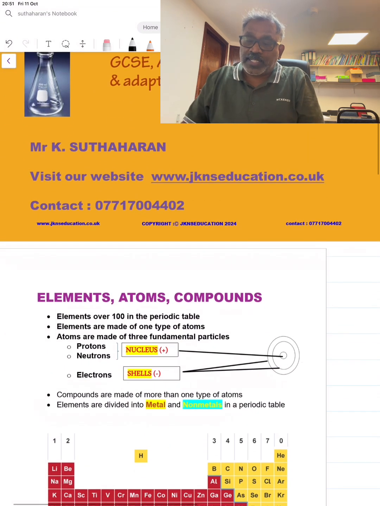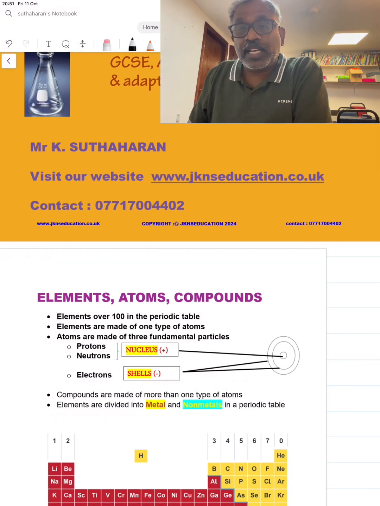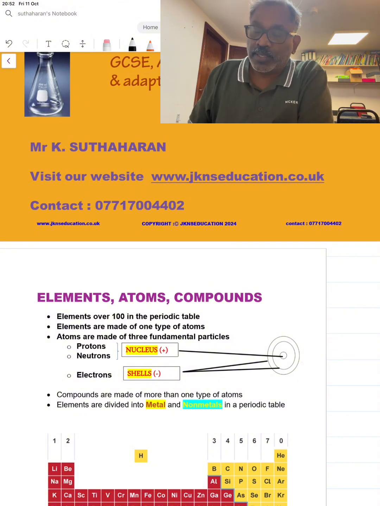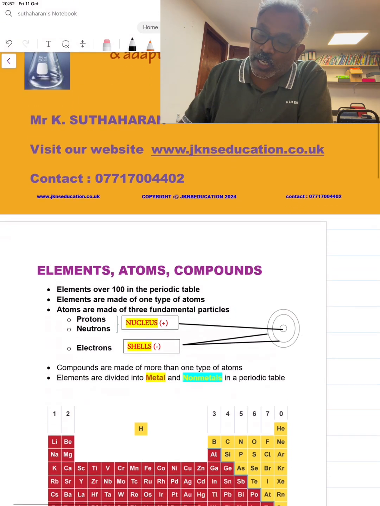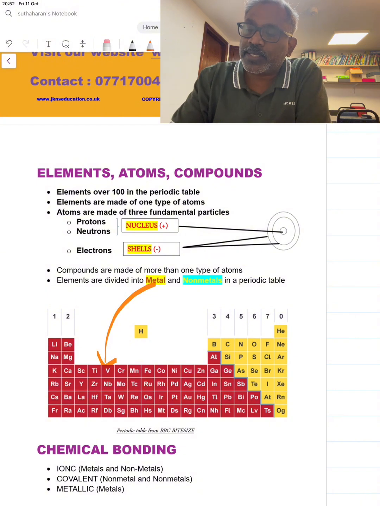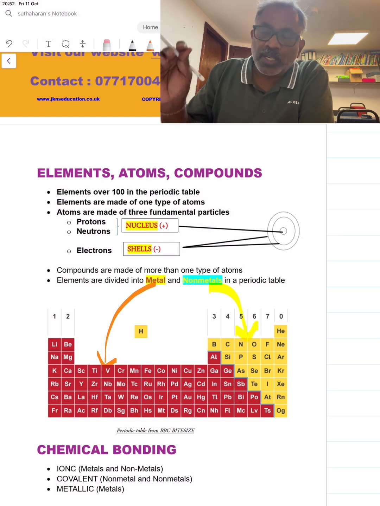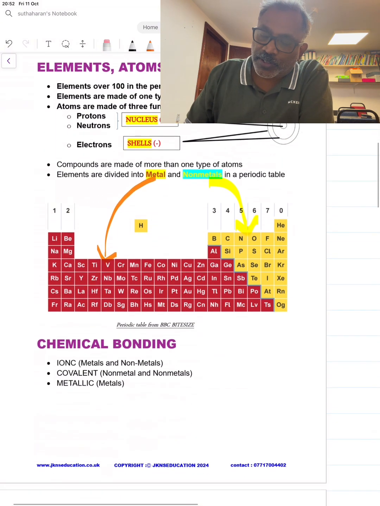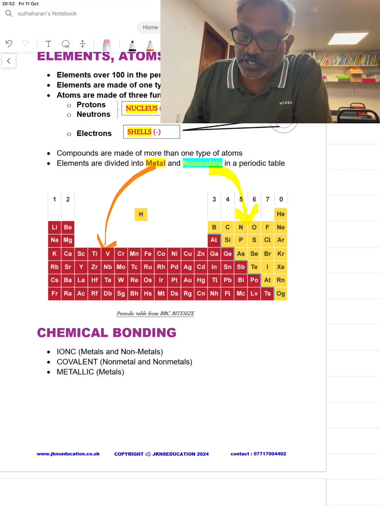Let's start with what is an element. Elements are made of one type of atom, whereas compounds are made of more than one type of atom. The elements are placed in the periodic table. The metals are mainly on your left hand side, whereas non-metals are on your right hand side of the periodic table. In another video we go over the periodic table in more detail.